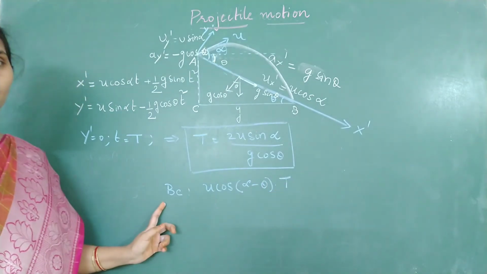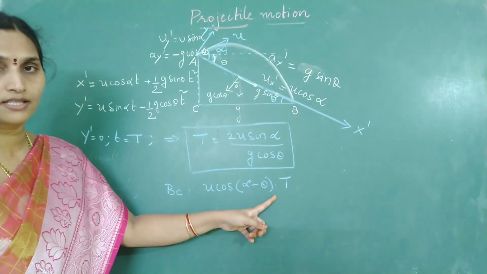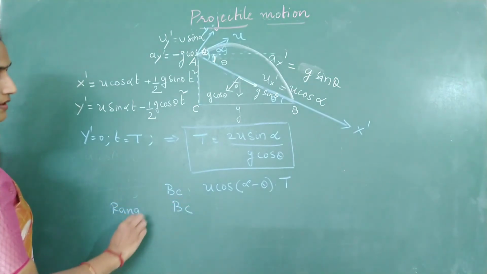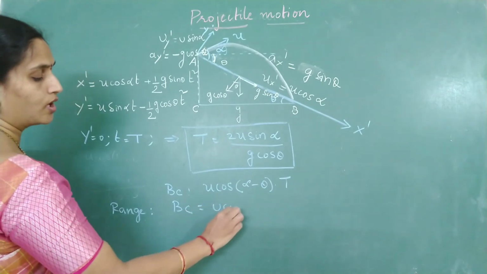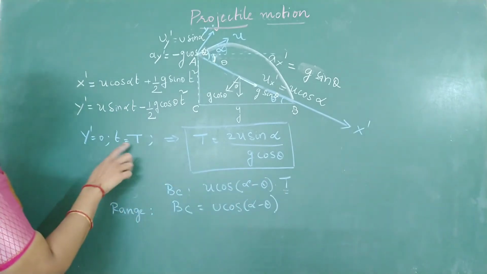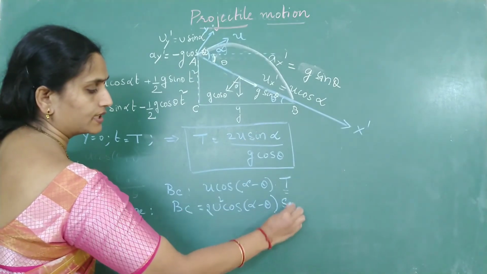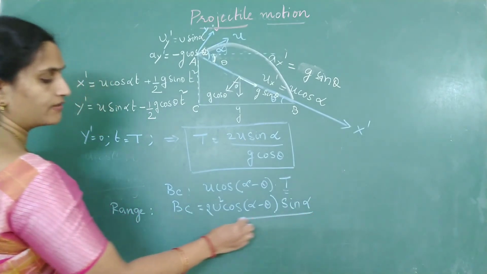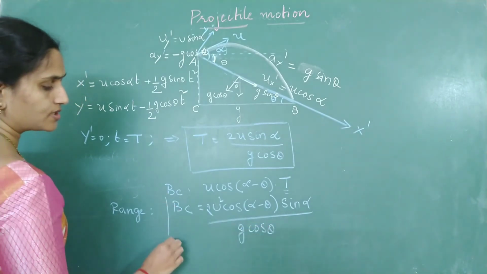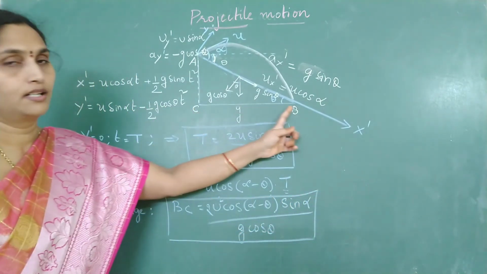If you remember, for up the inclined plane we have got a plus sign here. For down the inclined plane it is a minus sign. Then the range BC is equal to u cos alpha minus theta. Substitute the time of flight. Say this is your time of flight, 2u square sine alpha divided by g cos theta. So this term will give you the range along the horizontal line.